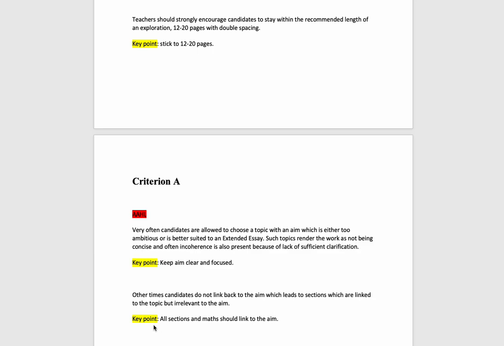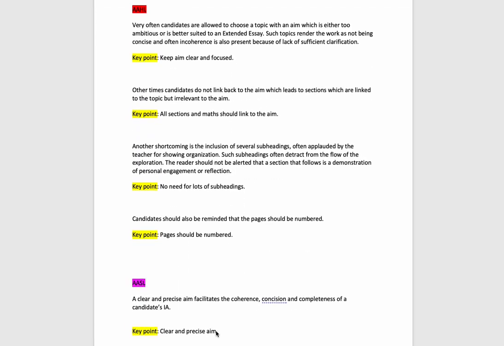And that's what this key point says. All sections and maths should link to the aim. That's a big problem, guys, across the world with IAs, is students do maths and it doesn't relate back to the aim that they're trying to do. Once you do that, you show limited understanding of maths, and your IA is not concise.